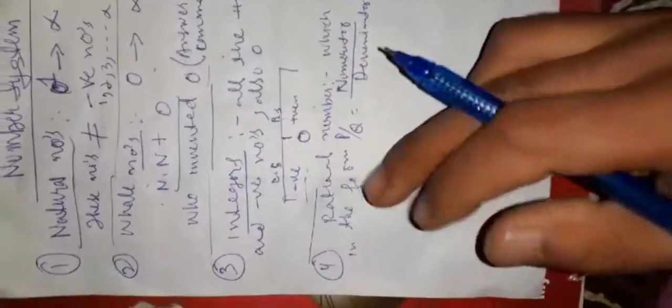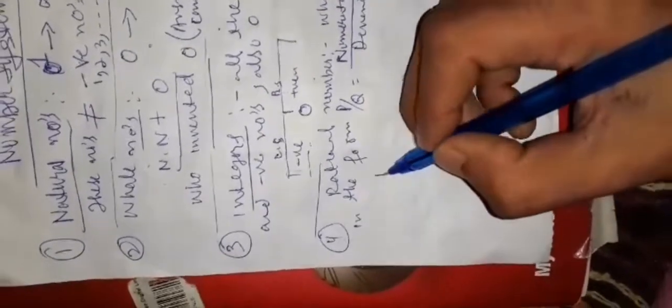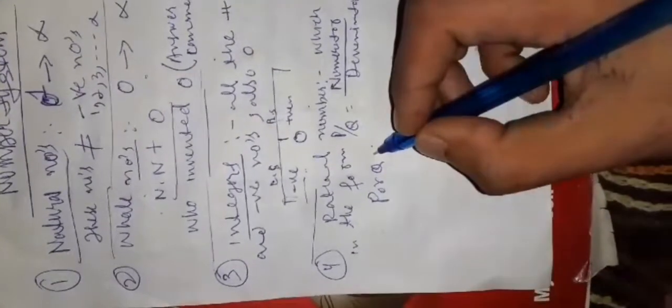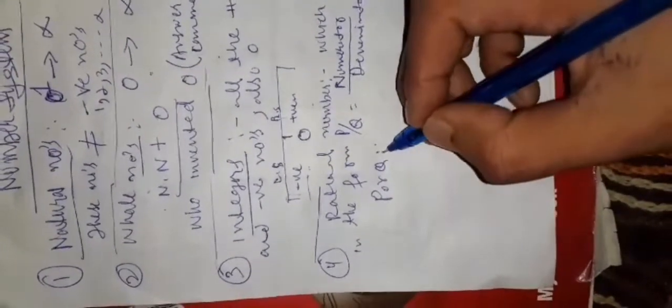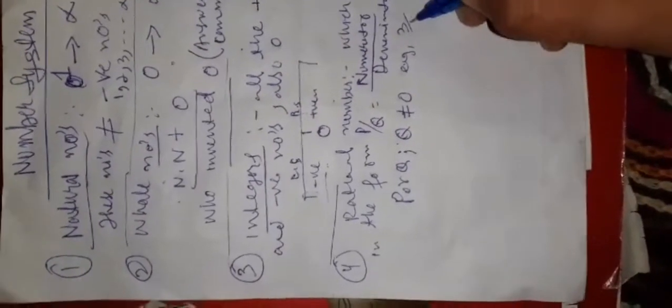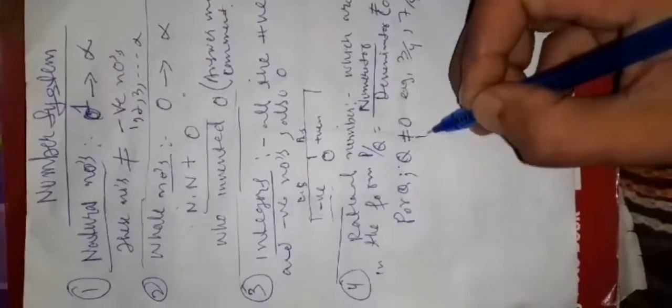But you have to keep in mind one thing, that p and q must be whole numbers or integers, but q must not be equal to 0. Got it. These are all called rational numbers. That means the denominator cannot be 0. For example, 3 by 4, 7 by 8, 1 by 2.